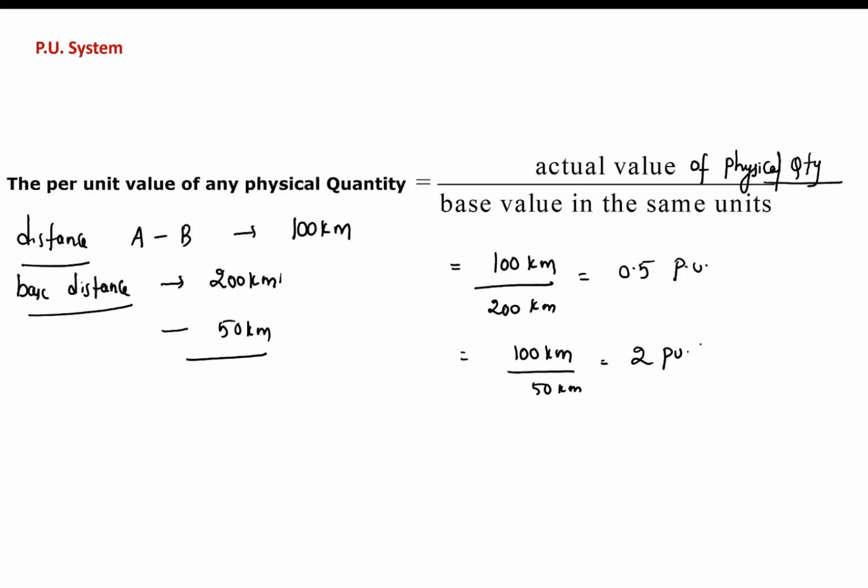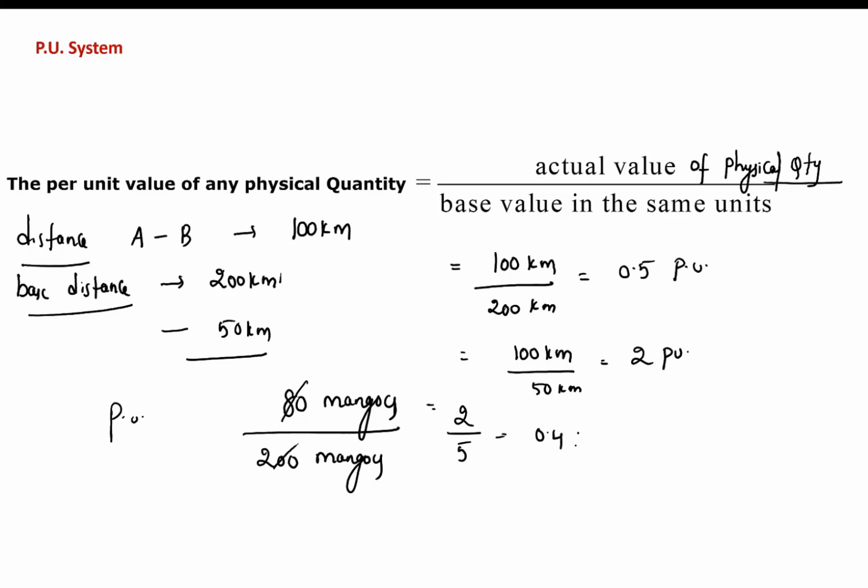One more example. Suppose a basket contains 80 mangoes, and my base value for mango is 200 mangoes. So the per unit value of mangoes will become 2 divided by 5, that is 0.4 per unit. Likewise, you can define a per unit value for any physical quantity, but the only thing we have to remember is that the unit of the actual value and the base value should be the same.